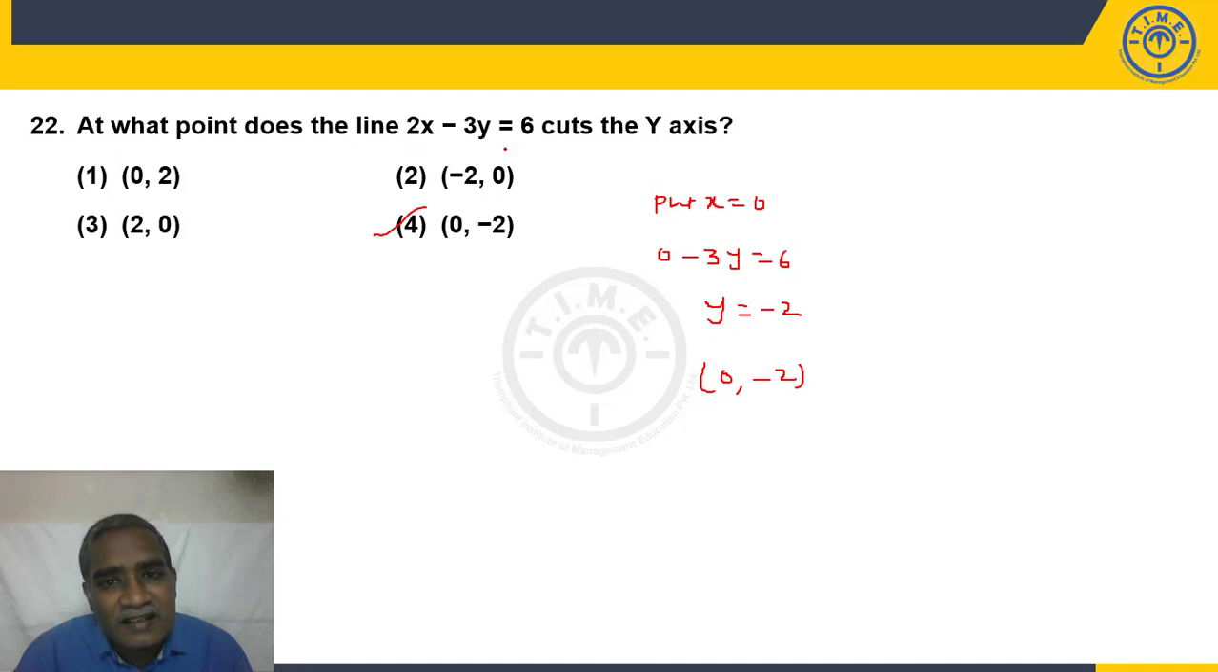When the line cuts the y-axis, x is equal to 0, because on the y-axis x is 0. On the x-axis y is 0. Cuts the x-axis means put y is equal to 0 in this line. Cuts the y-axis means put x is equal to 0 in this line. That's all. Right. Next question.